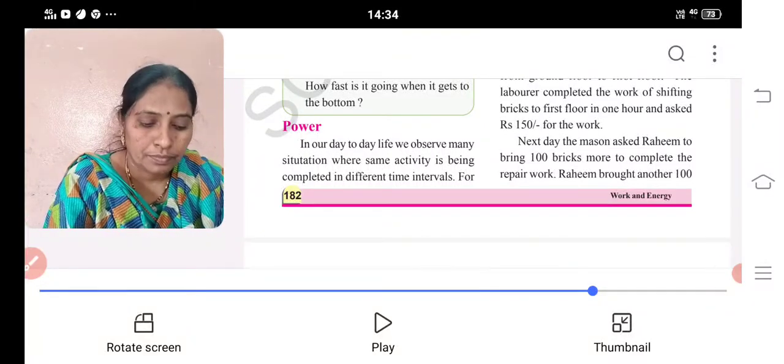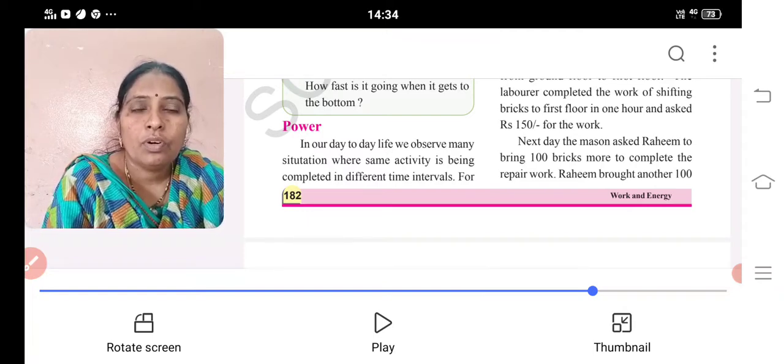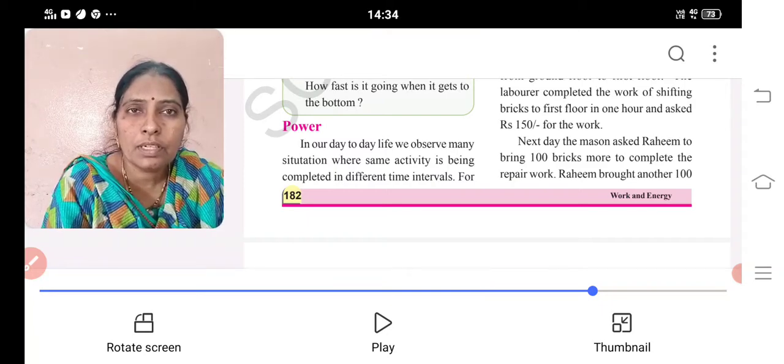Good morning, children. In our last class, we discussed power, potential energy and kinetic energy. Let me have a quick recap of that.